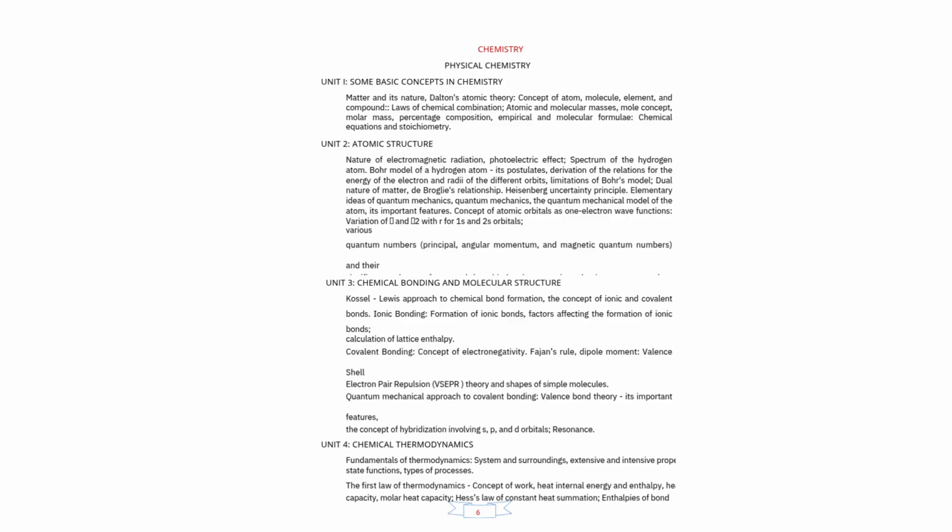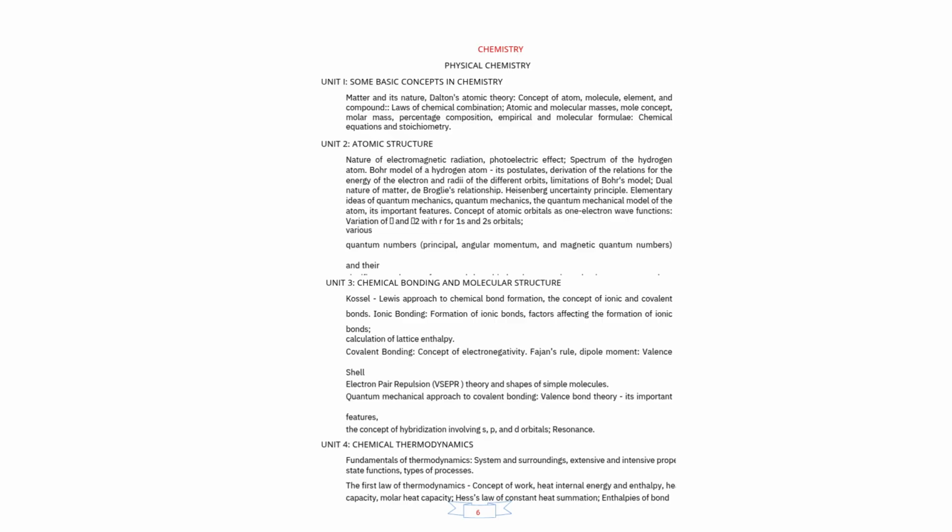Unit 2, atomic structure, nature of electromagnetic radiation, photoelectric effect, spectrum of the hydrogen atom. Bohr model of a hydrogen atom, its postulates, derivation of the relations for the energy of the electron and radii of the different orbits, limitations of Bohr's model, dual nature of matter, de Broglie's relationship. Heisenberg uncertainty principle, elementary ideas of quantum mechanics, the quantum mechanical model of the atom, its important features.